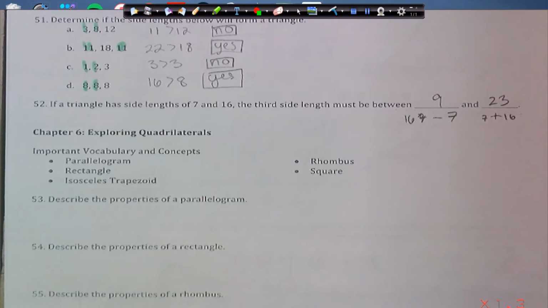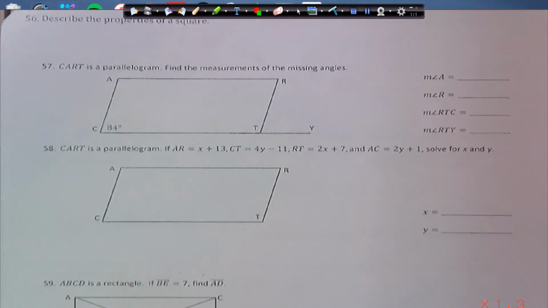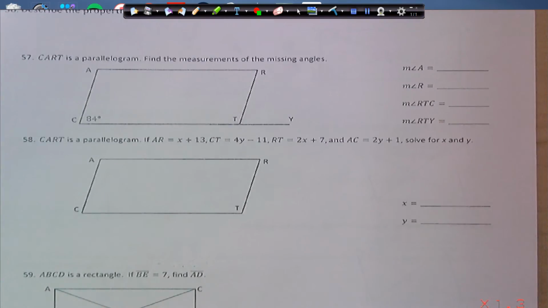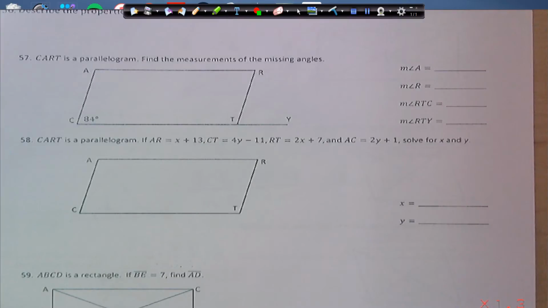Okay. Describe the properties of parallelogram, rectangle, rhombus. I'm going to leave these. That's more definition problems. You guys can do those. And a square, I'm just going to go straight to the problems. All right, so here we have a parallelogram. Find the measurements of the missing angles.